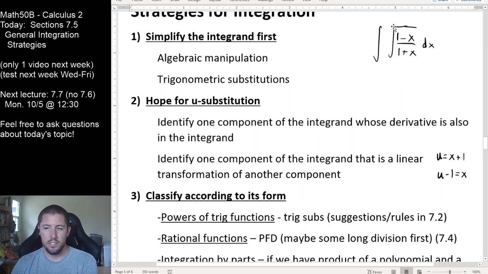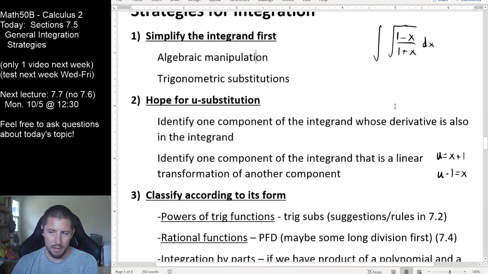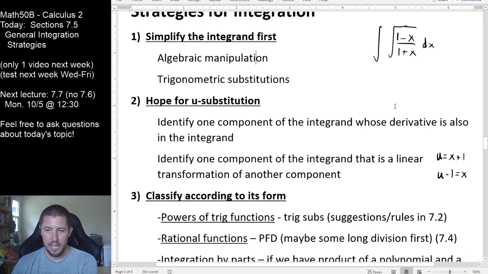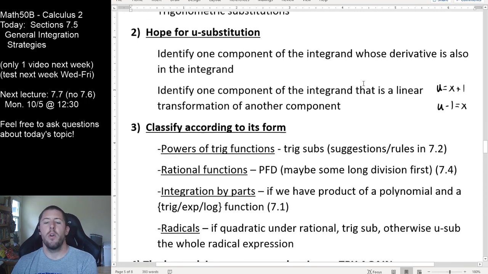I really feel like the external square root here is our bigger issue than the difference between the plus and the minus in the fraction. But again, that's just intuition telling me that that's the problem. I don't know. Classify it according to its form. Powers of trig functions, don't have it. Rational functions. Our problem isn't that it's a rational. Our problem is that it's the square root of a rational.